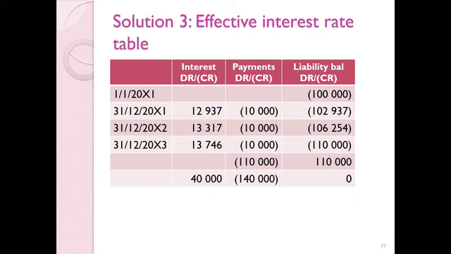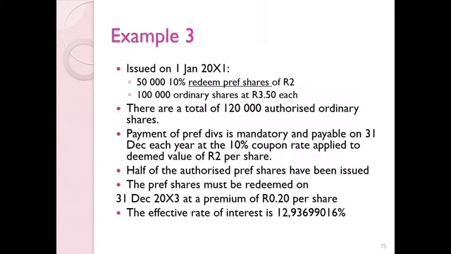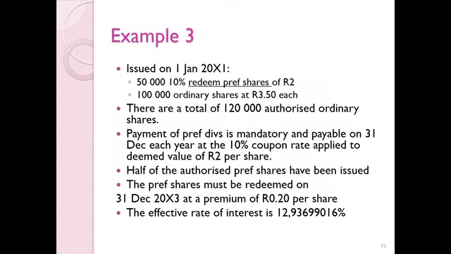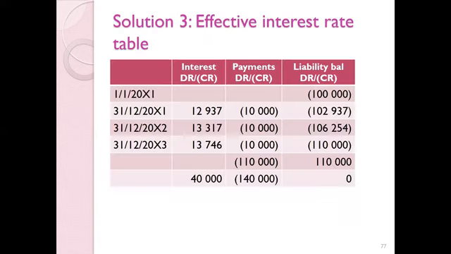So we would want to start off with our opening balance and account for interest and payments. So our opening balance for our redeemable preference shares is 50,000 shares at R2 each, means the opening balance will be at a value of 100,000 Rand. We then need to account for interest. We take that 100,000 Rand and multiply it by our effective interest rate to get our interest for 20X1.